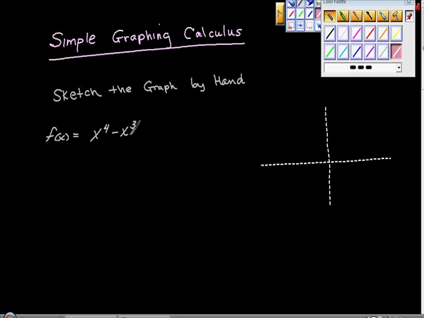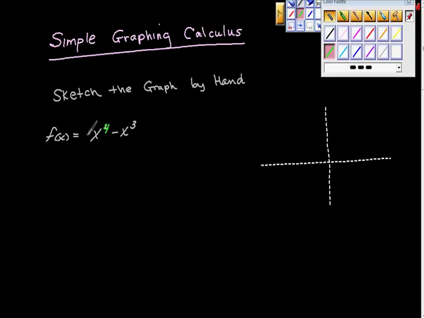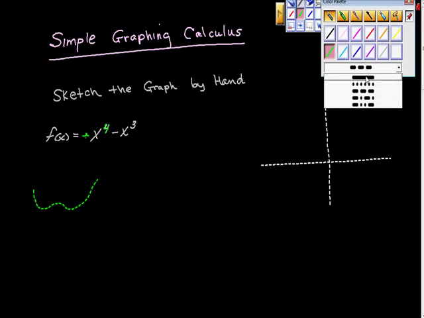So look at this thing for a second. What is this going to look like? Well, we have x to the fourth here, right? And this is a positive sign. So we know this thing is going to have kind of this general shape, isn't it? So now all we have to do is figure out where the zeros are. So where is this thing equal to 0?